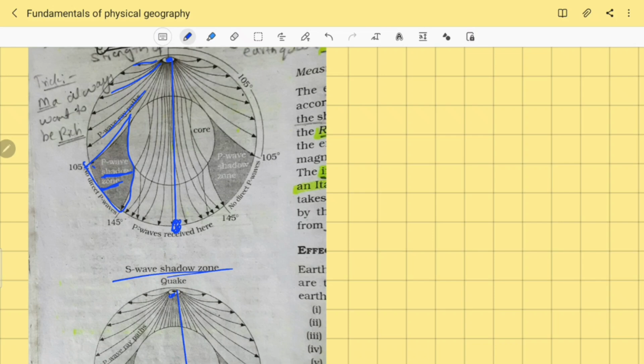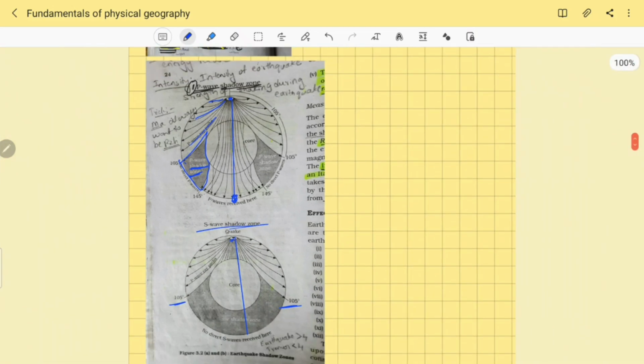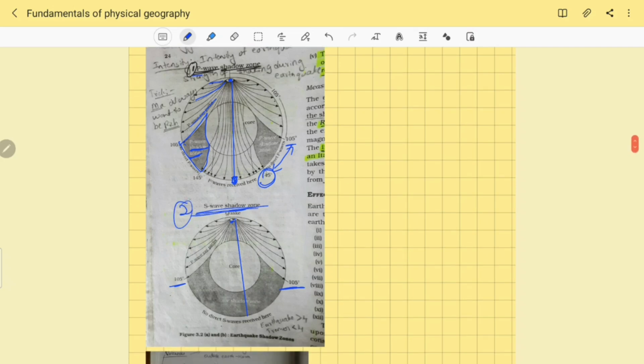So this is the diagrammatic way how the primary waves, P waves, and secondary waves, S waves, make a shadow zone, and till what degree they travel. Say it's 105 degrees here, and from 105 degrees to 145 degrees they are not detected. Again from 145 degrees they are detected for primary waves. So this is primary waves, this is secondary waves. This is clear, I guess, right?